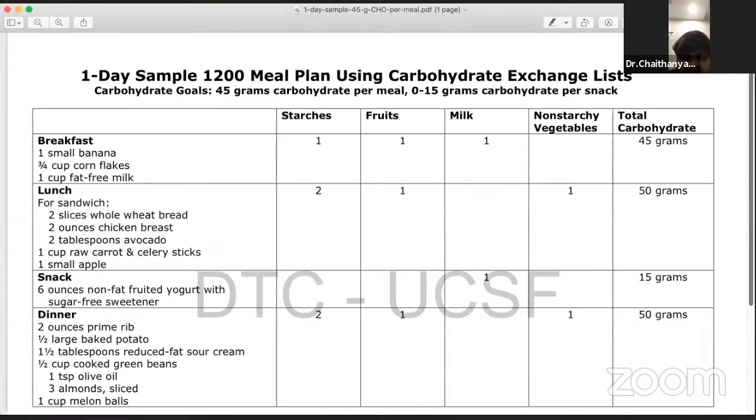This is an example of how you can use carbohydrate counting. You have counted 1 small banana, 3/4 cup of cornflakes, or 1 spoon of avocado. Like that, you're trying to count the carbohydrate. Second thing, you're trying to use the exchange as well. So here, for example, if you go for the breakfast, all 3 are similar: 1 small banana, 3/4 cup of cornflakes, or 1 cup of fat-free milk. So there you can implement the exchange model.